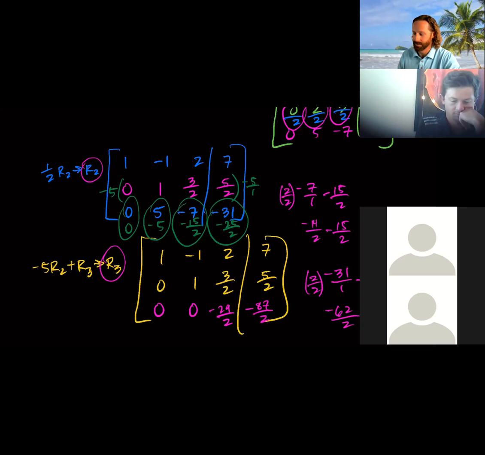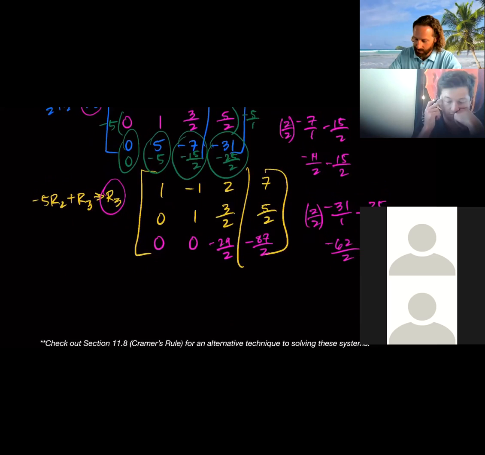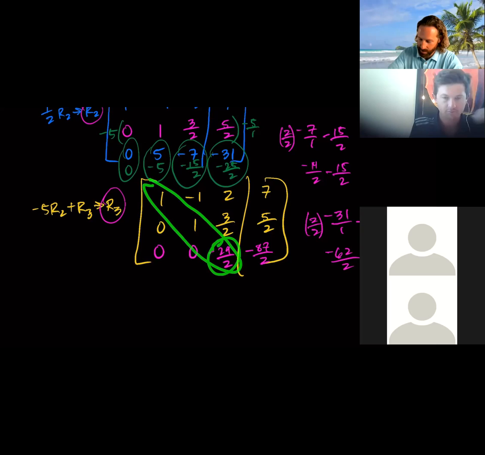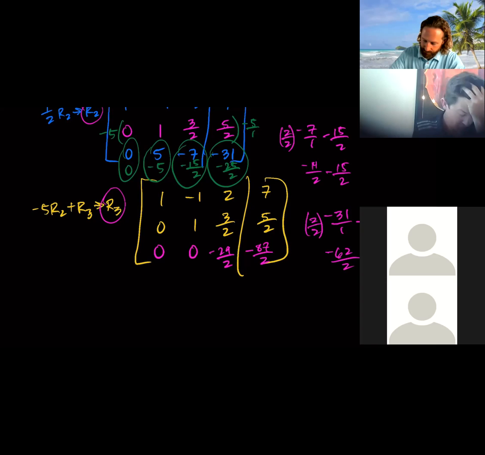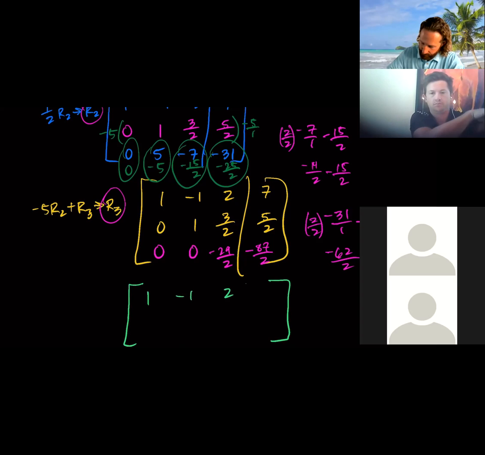But luckily, we're almost done. Don't have to work with so many fractions. The last thing I want to do is make this a 1, so I get my diagonals and everything below it a 0. So what am I going to have to do to make that a 1? Multiply by negative 2 over 29. Which is called the what? Reciprocal. Very good.